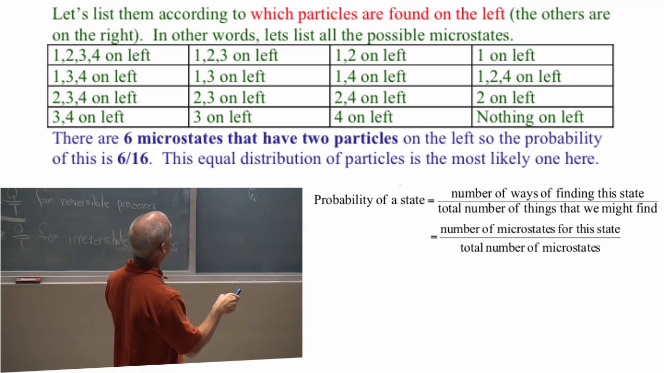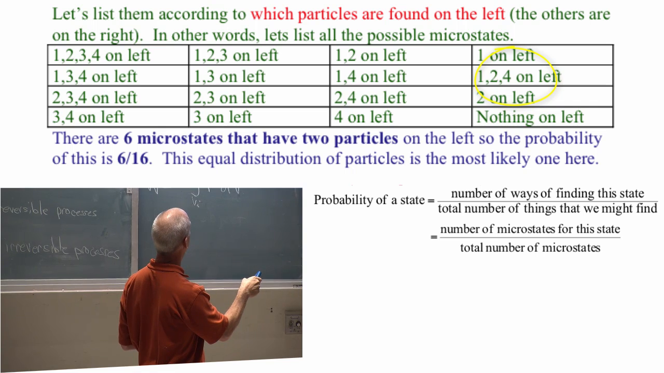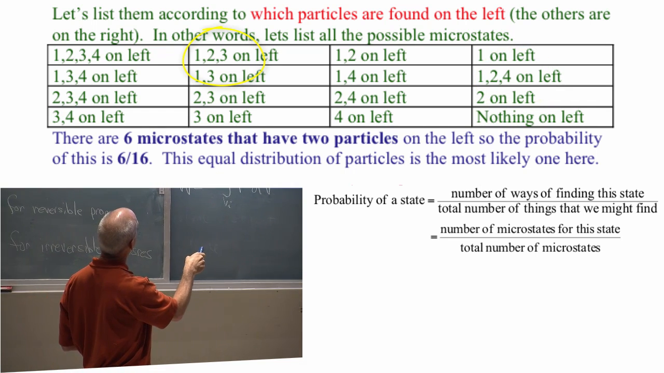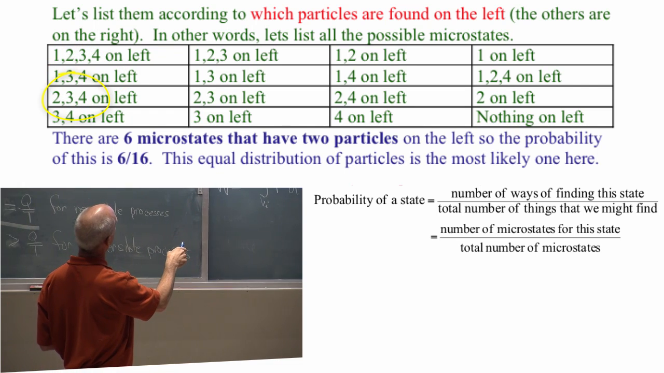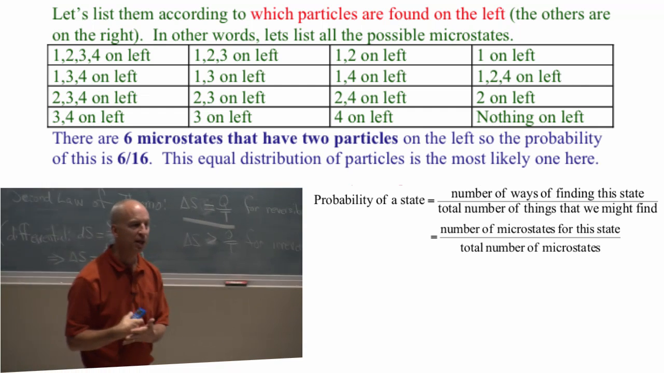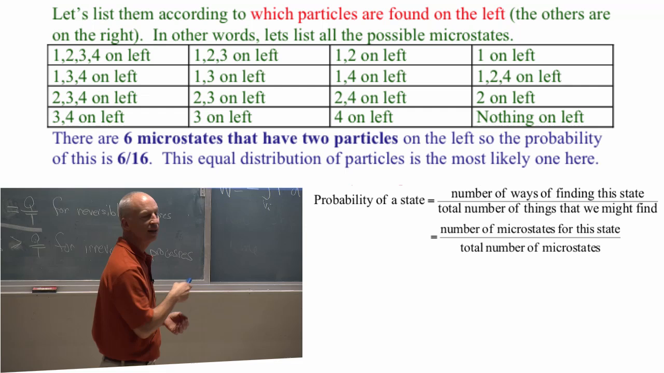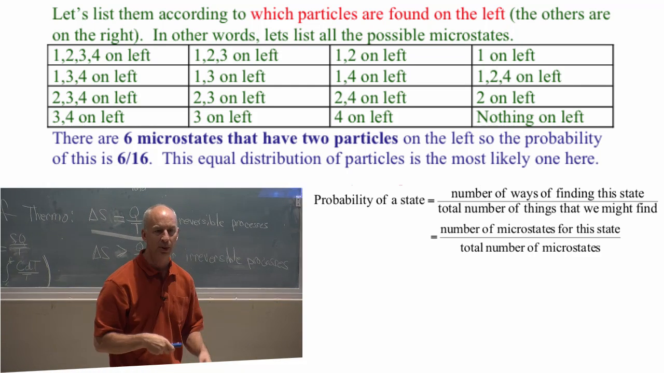What about three of them on the left? Well, here's one. One, two, and four are on the left. There's another. One, two, and three are on the left. One, three, and four are on the left. Two, three, and four are on the left. So there's four of them that have three on the left. And so that's 4/16 is the probability of that. It's somewhat less probable than an equal distribution.